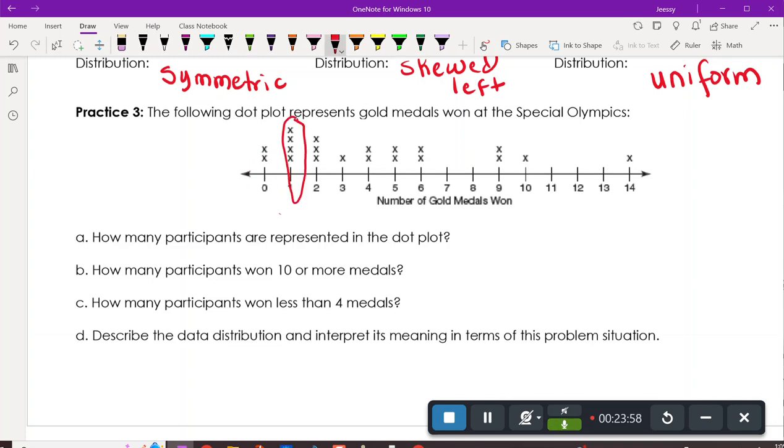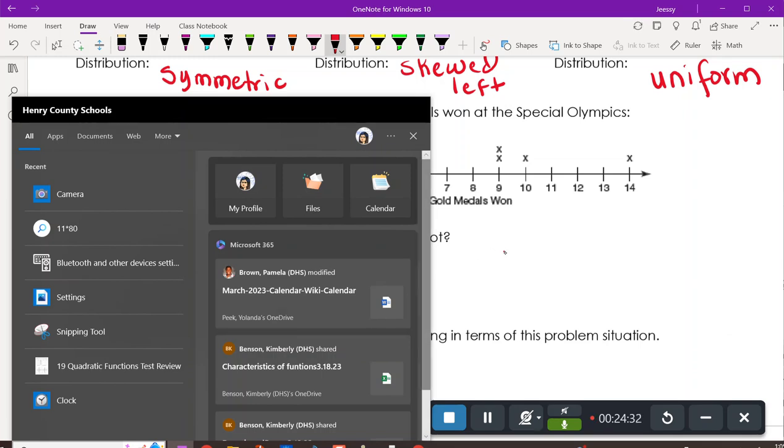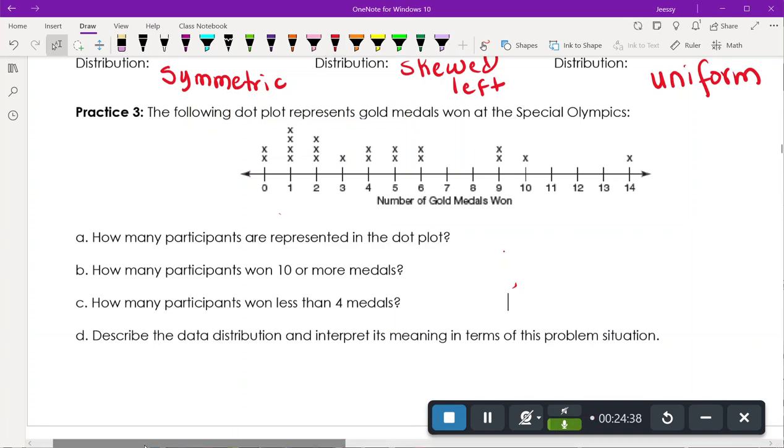What does this mean? 4 people got 1 medal. What does this mean? That's not correct, what you said. Nobody got 7 medals. Clear? How many got 6 medals? How many people got 9 medals? How many people got 8 medals? Nobody, right? So do you understand how to read the dot plot? Yes or no? Okay, good. Answer questions A, B, C, D.